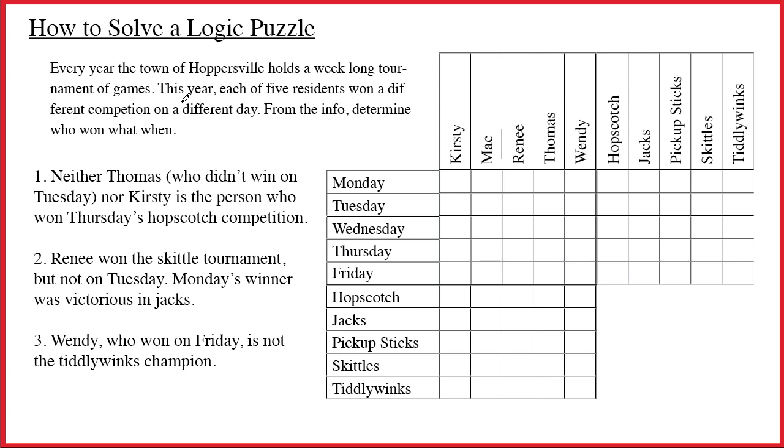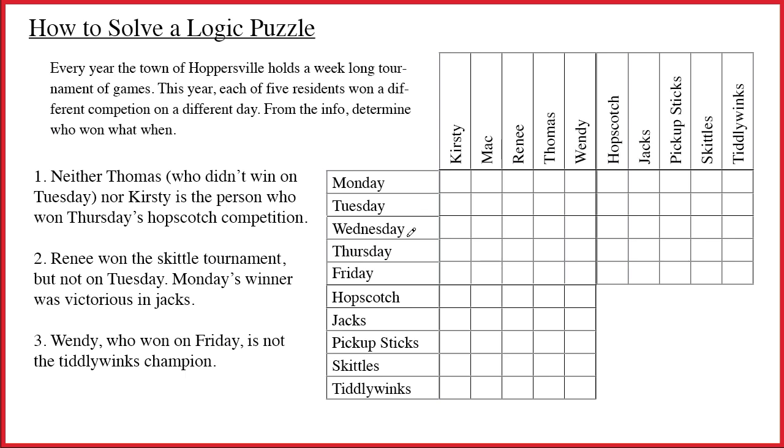Now, in a puzzle like this, you always get a little story that sets up the scene, and here it says that every year the town of Hoppersville holds a week-long tournament of games, and this year each of five residents, here are the residents, won a different competition, here are the games they played, on a different day, and there are the five weekdays. From the info, determine who won what when.